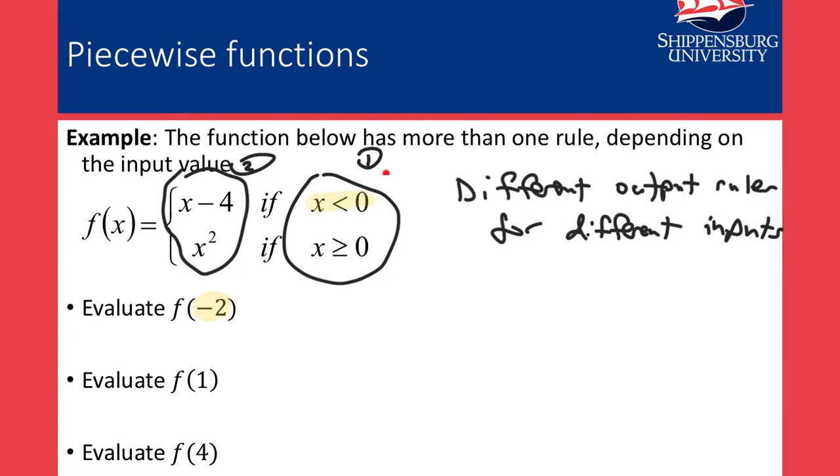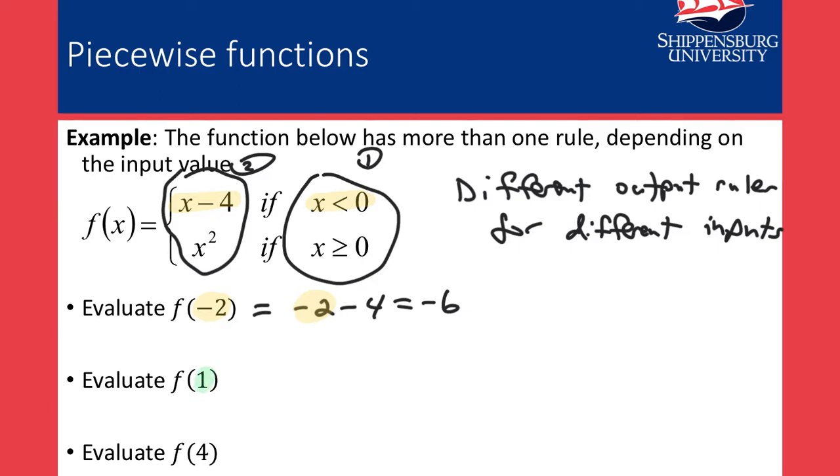that tells me that I should use this output rule for that input. And so I'm going to apply the rule x minus 4 using x equals -2. So there is my evaluation. The -2 goes in for x in the first output formula.